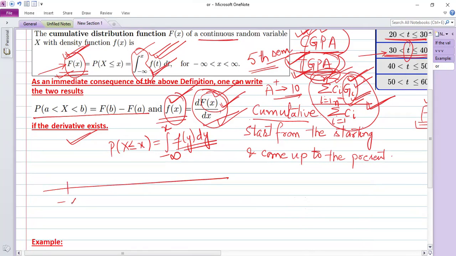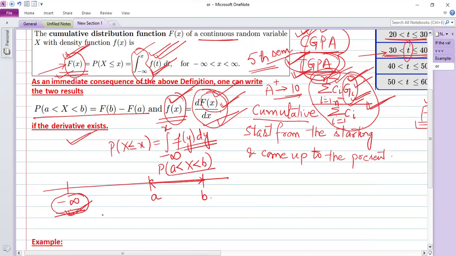So here it is, the starting point, minus infinity. And here it is a, and here it is b. Actually, the starting point may be any real number. It may be -3, -2, 0, 10, whatever the starting point. So to cover all the cases, we take it as minus infinity. And what I need here is the probability that x is in this range.